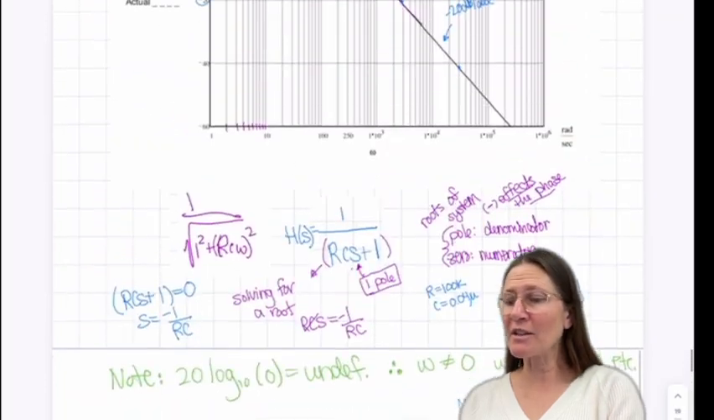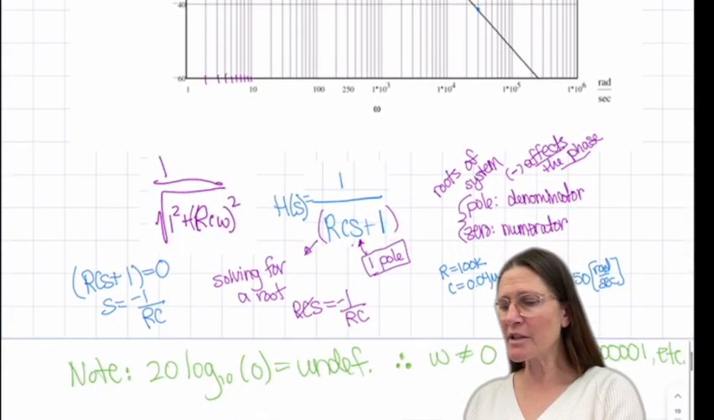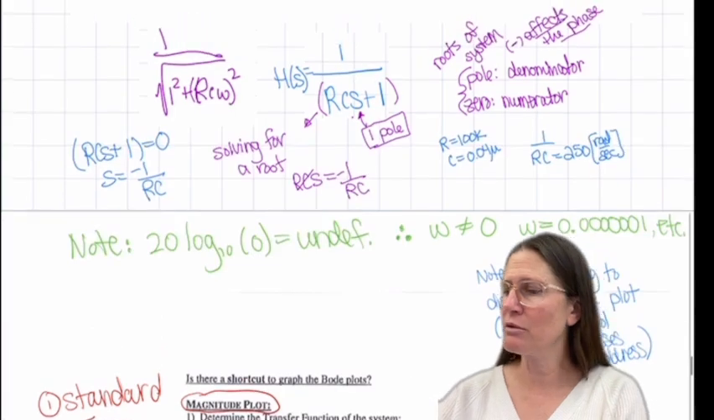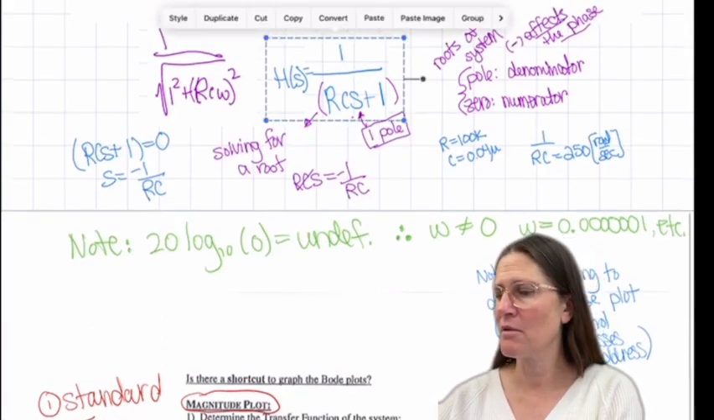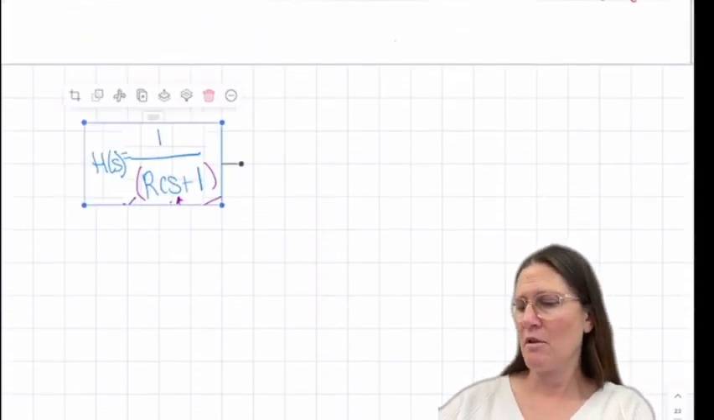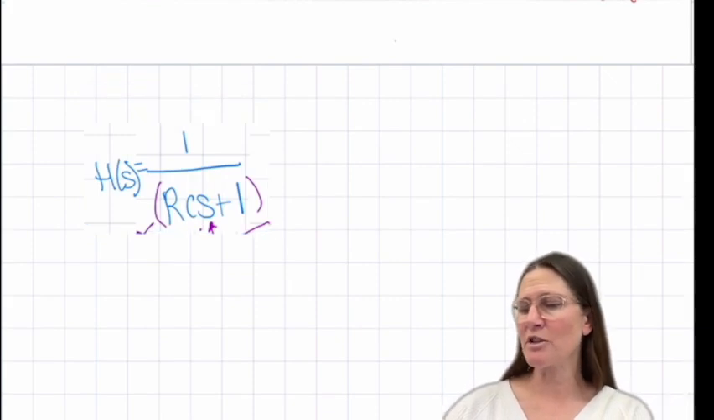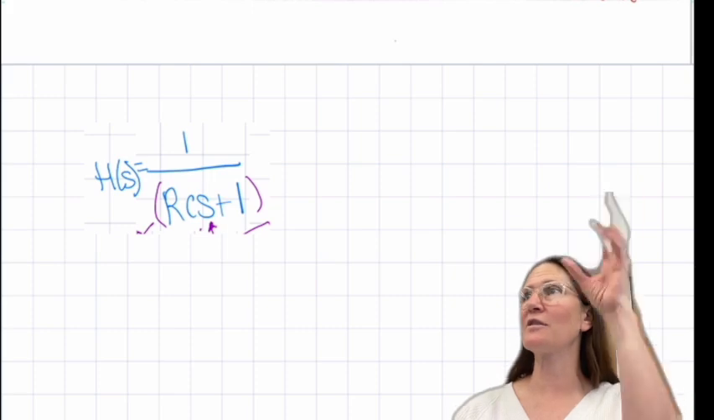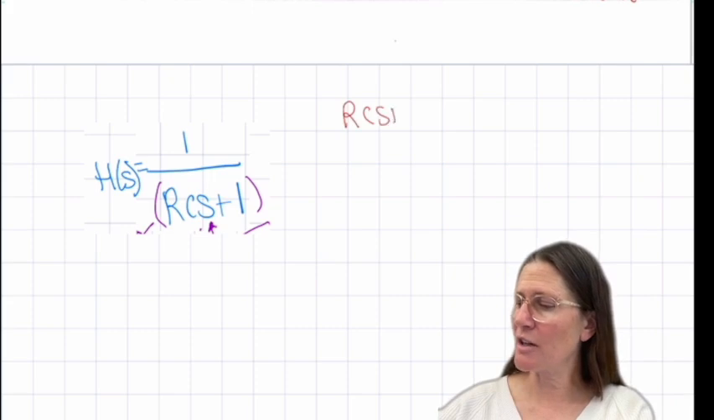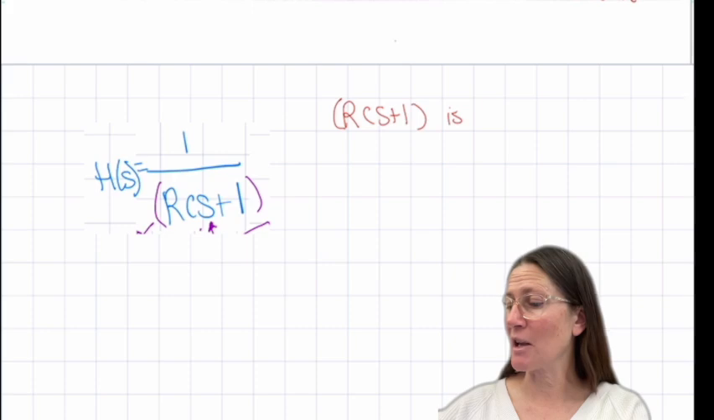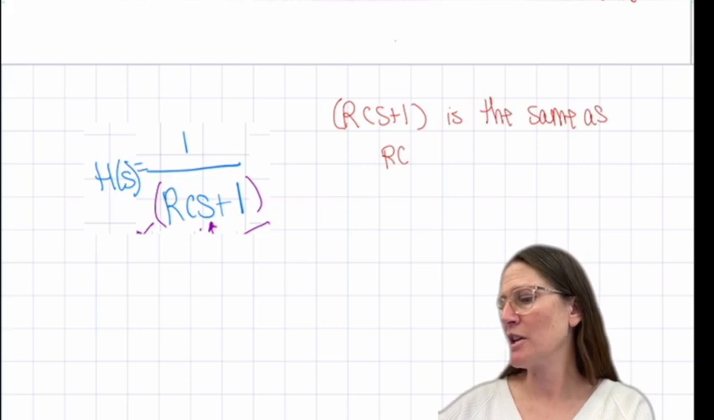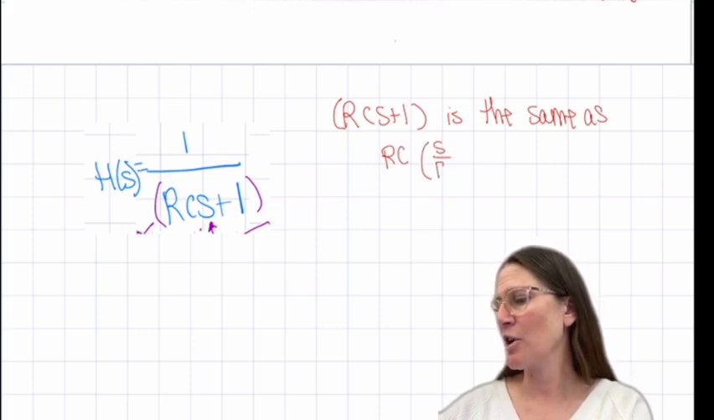So going back to this example, to get this one into standard form, all you would need to do is divide by RC to get S over a number plus 1. So note that RCS plus 1 is the same as saying RC times S over RC.